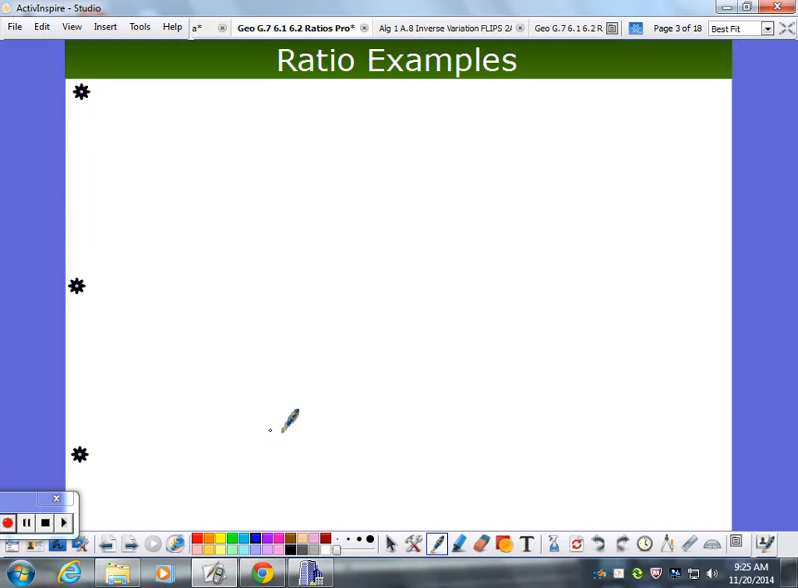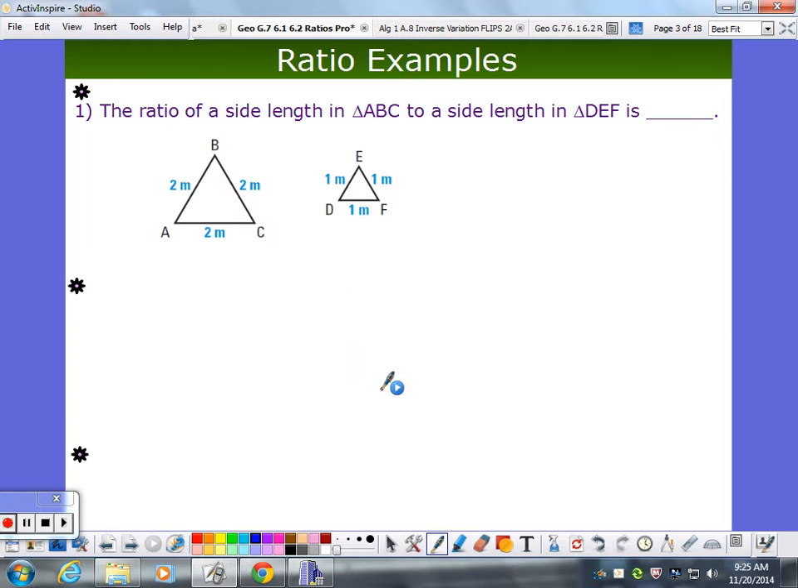That's good. The other examples we've got of ratios, going back to the math-related ratio: the ratio of a side length in triangle ABC to a side length in triangle DEF. Raise your hand if you think you know what that ratio would be. Side length in the first triangle to a side length in the second. I want to go from triangle ABC to triangle DEF. 2 to 1. So again, we can write that as 2 to 1. I can also write it as a fraction.